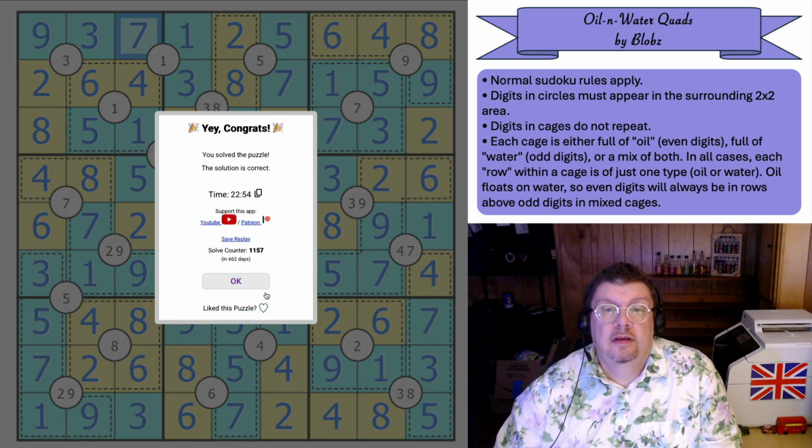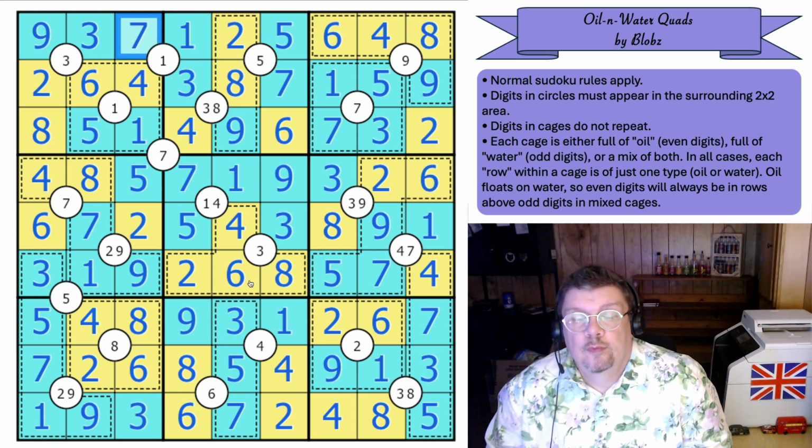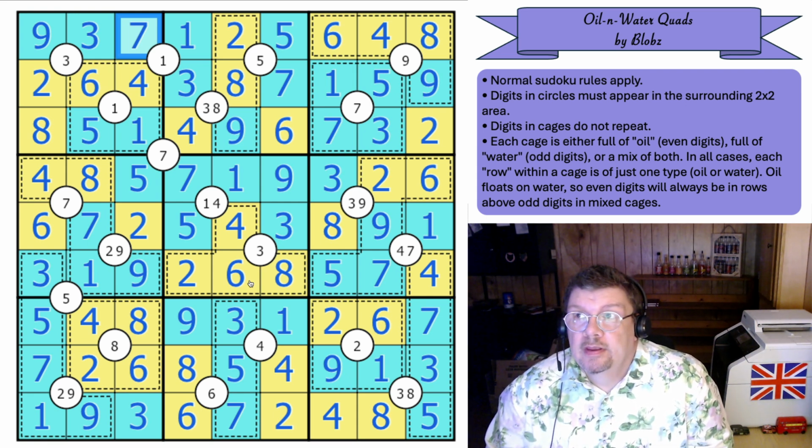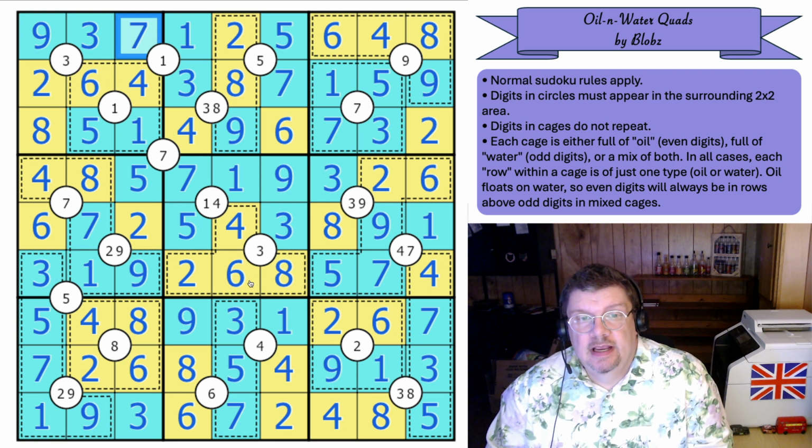And that was a really lovely oil and water puzzle. Thank you very much, Blobz, for creating it. I really enjoyed it. As I say, if you liked this, then check out Blobz's other oil and water puzzles.